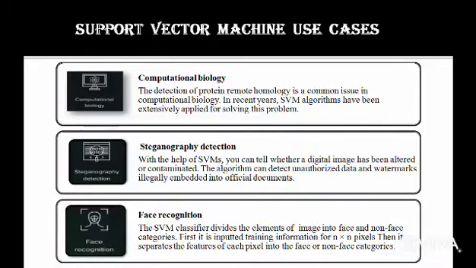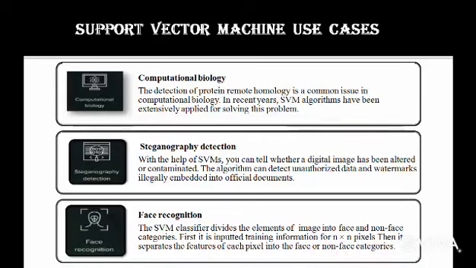Use cases of support vector machine. In computational biology, the detection of protein remote homology is a common issue. In recent years, SVM algorithms have been extensively applied for solving this problem. Next is steganography detection. With the help of SVMs, you can tell whether a digital image has been altered or contaminated. Face recognition. The SVM classifier divides the elements of an image into face and non-face categories.